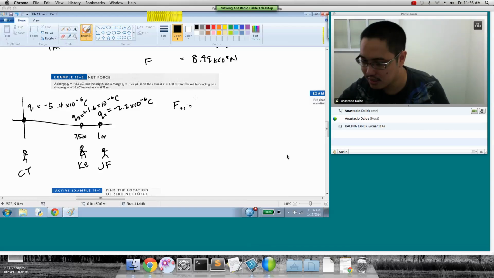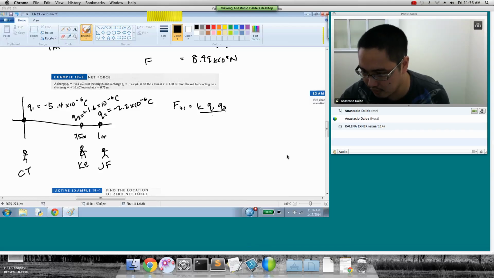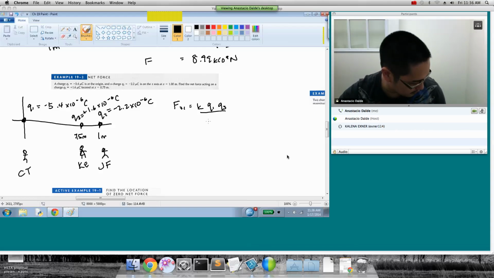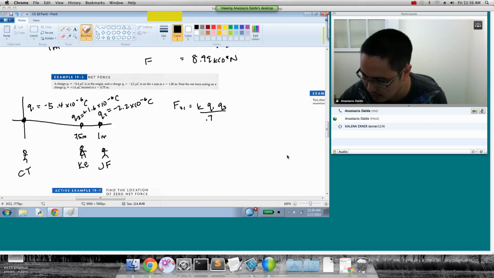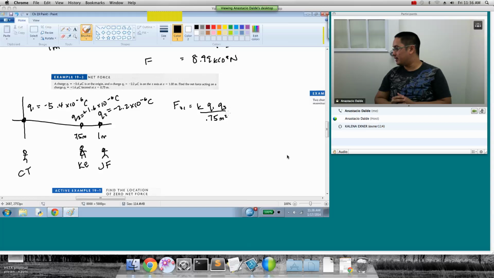Okay. So that's equal to K Q1 Q3 over R squared, which is 0.75 meters squared. Cool? Okay. You guys cool?